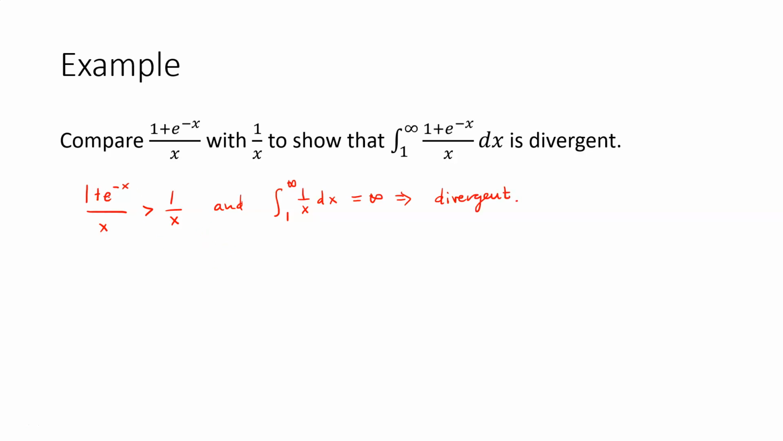So since 1 plus e to the negative x over x is bigger than 1 over x, and the integral from 1 to infinity of 1 over x is divergent, that's enough to show that the integral from 1 to infinity of 1 plus e to the negative x over x is also divergent. Again, we can sort of think of this as saying that since the area under the graph of 1 over x is equal to infinity, then the area under the graph of 1 plus e to the negative x over x is bigger than infinity, so it must also be infinity. So it must also diverge.